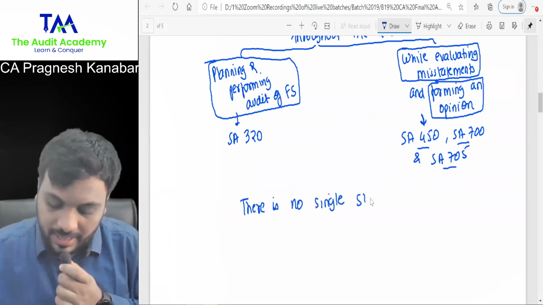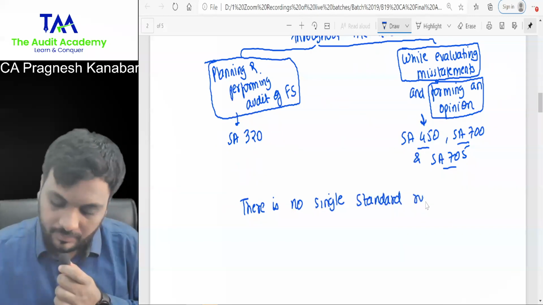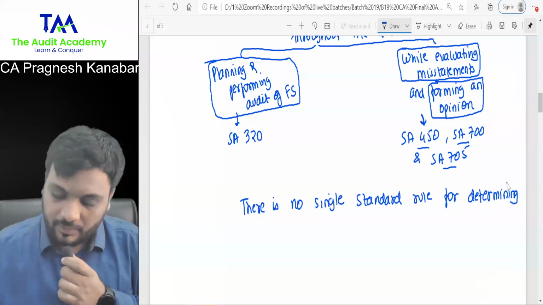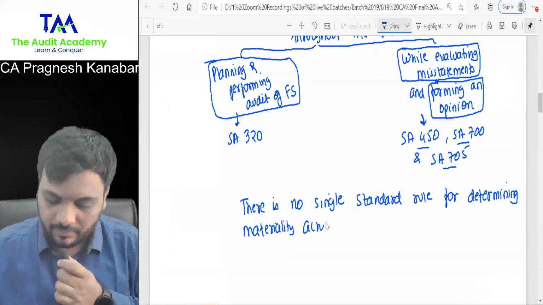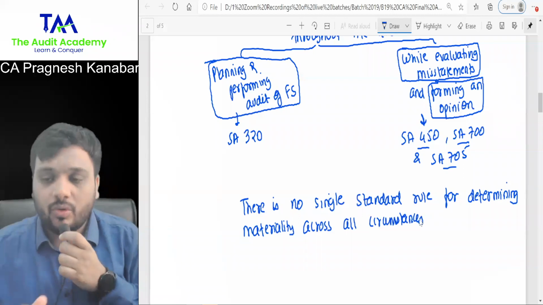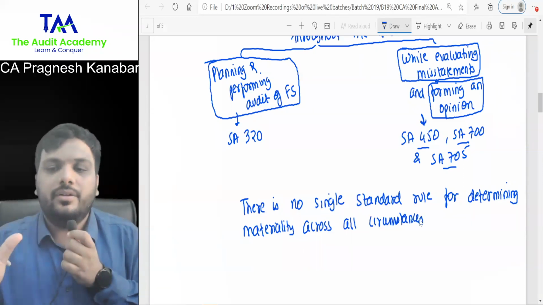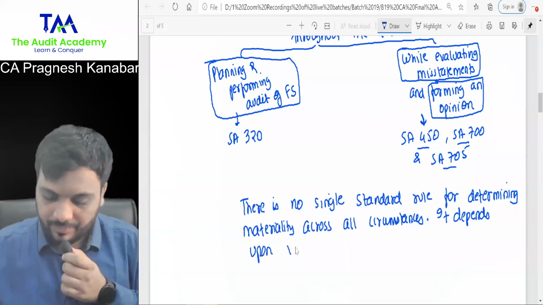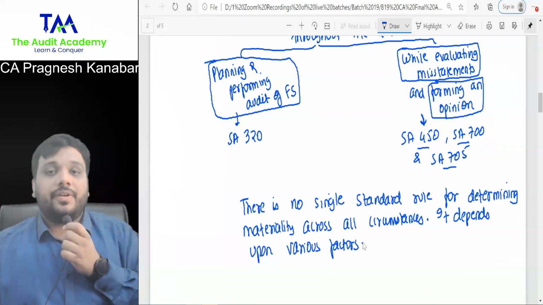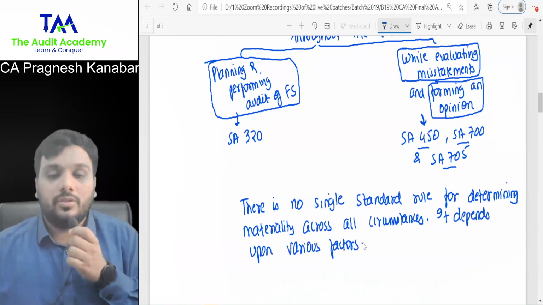There is no single standard rule for determining materiality across all circumstances. Full stop, continue. It depends upon various factors. And what are those factors?